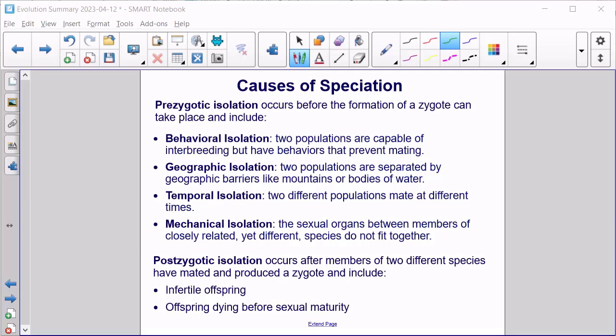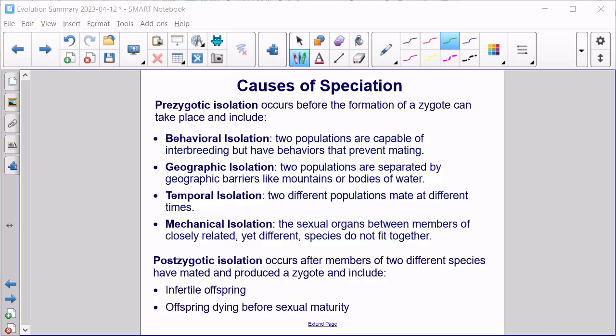Causes of speciation. Prezygotic isolation occurs before the formation of a zygote can take place and includes behavioral isolation, where two populations are capable of interbreeding but have behaviors that prevent mating.